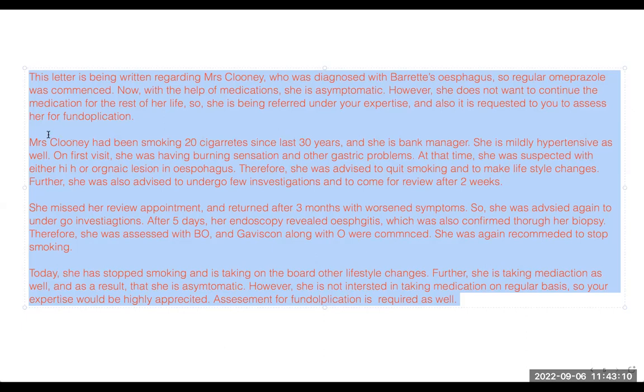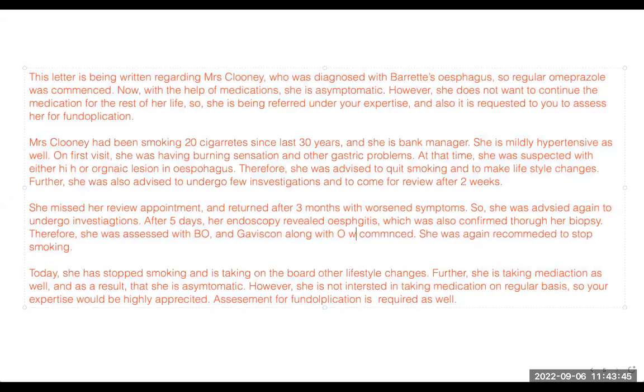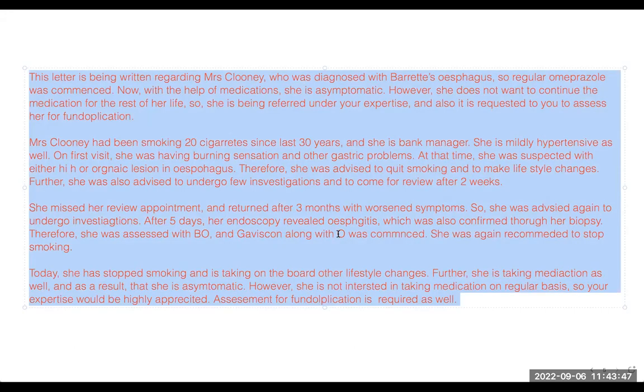At that time, she was suspected with either hiatus hernia or organic lesion in esophagus. Therefore, she was advised to quit smoking and to make lifestyle changes. Further, she was also advised to undergo few investigations and to come for review after 2 weeks. She missed her review appointment and returned after 3 months with worsened symptoms. So she was advised again to undergo investigations. After 5 days, her endoscopy revealed esophagitis, which was also confirmed through her biopsy. Therefore, she was diagnosed with Barrett's esophagus, and Gaviscon along with omeprazole was commenced.